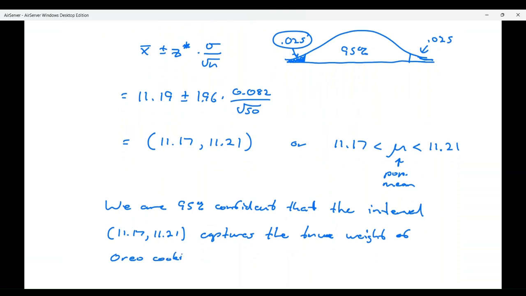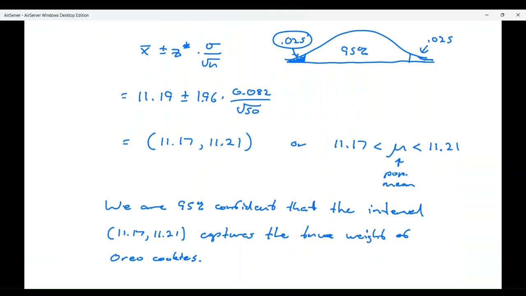Now, notice that that's a pretty tight range. I mean, 11.17 to 11.21, that's only 0.04 of a gram. I believe we're in grams here. And yet we are 95% confident in this example. And the reason for that is partly, really in large part, because of our sample size.